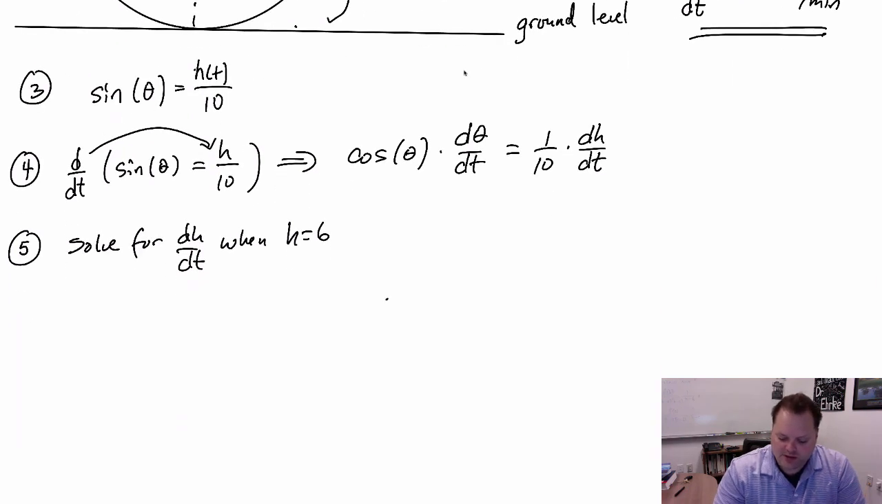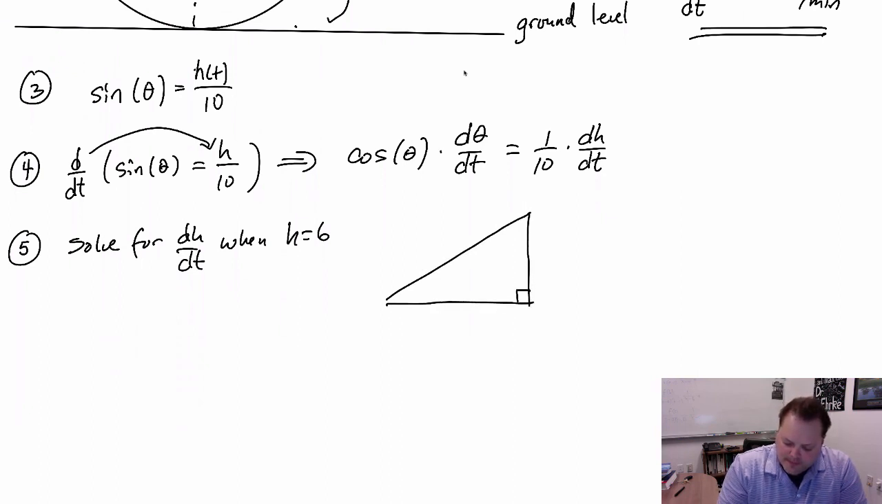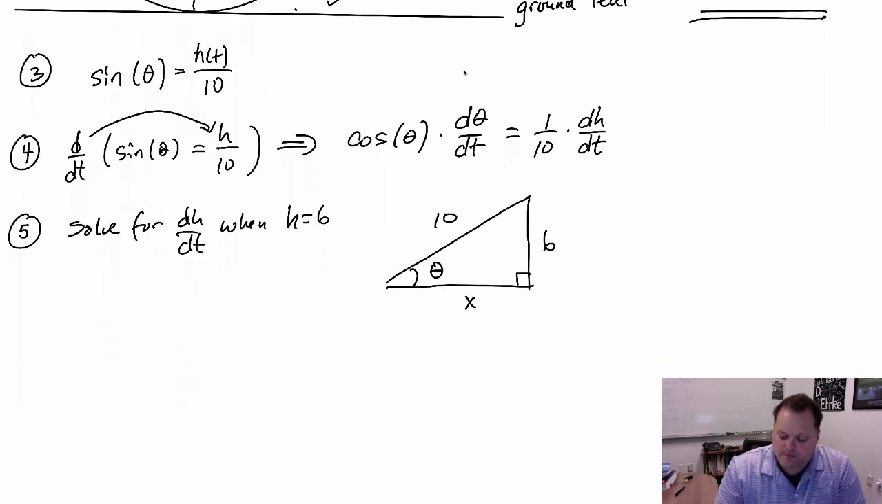The picture we find ourselves having at this point is a triangle that looks like this. This height is 6. This length is 10. This side I'll just call x. It's unknown at this point. Could we solve for it? Yeah, absolutely we could solve for it.